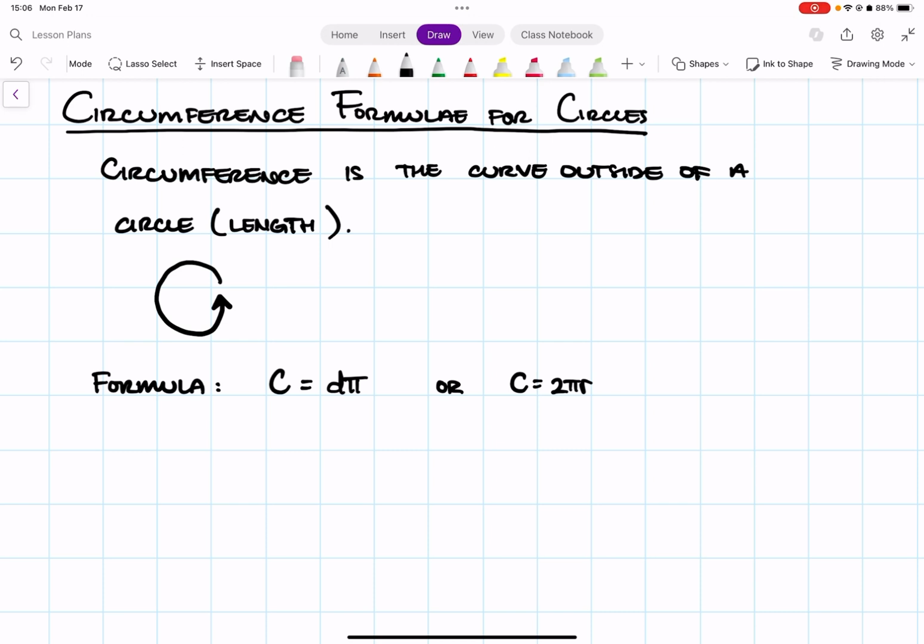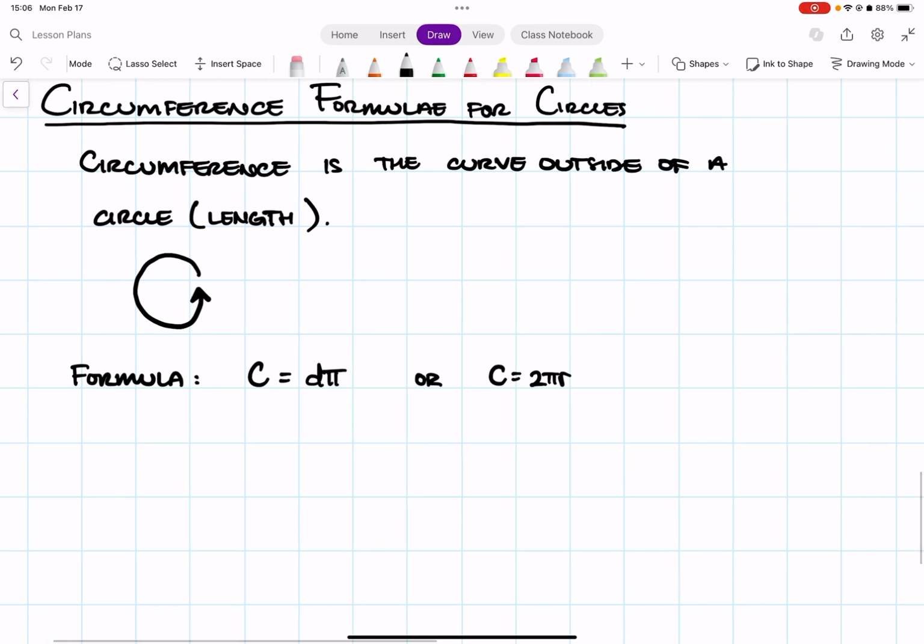Now, there is a reason why we could remember that. It makes a lot more sense after we cover the area formula, because then it's just a matter of switching the number 2 around. But for now, you could just say the diameter times pi.